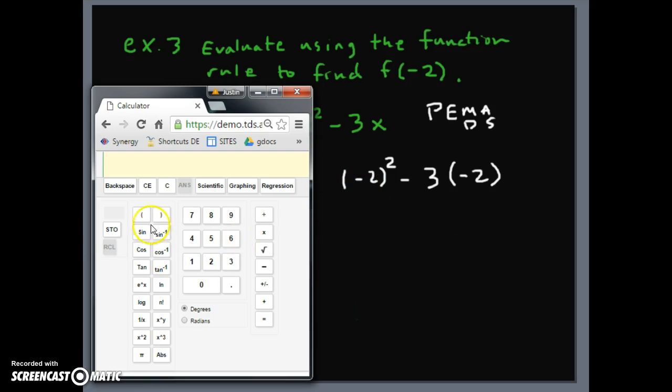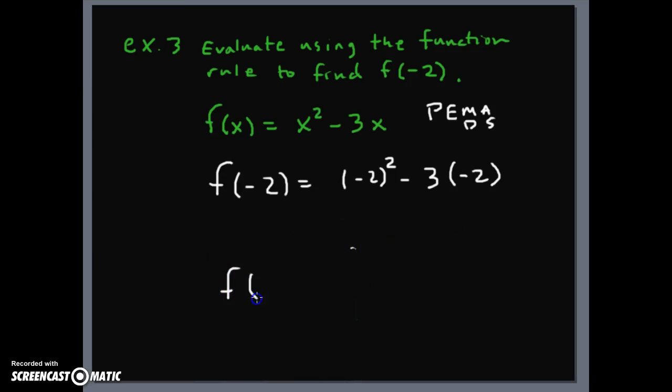So we've got negative 2 squared, and the square feature is right there, minus 3 times negative 2. Boom. And this is actually exactly what I have here. So when I hit enter, my value is 10. So I know that f of negative 2 equals 10.